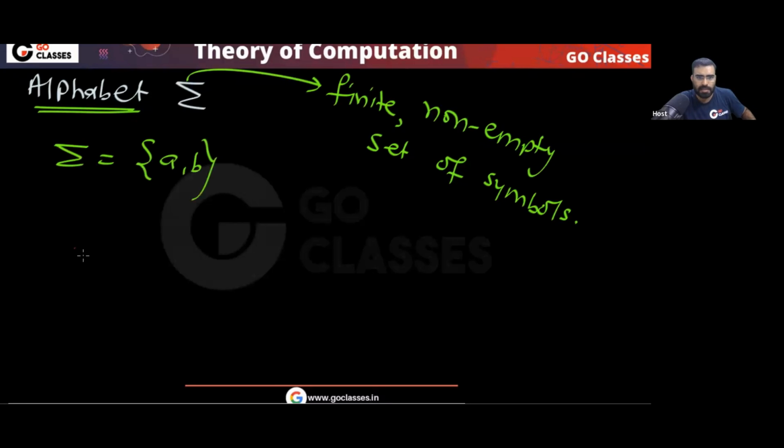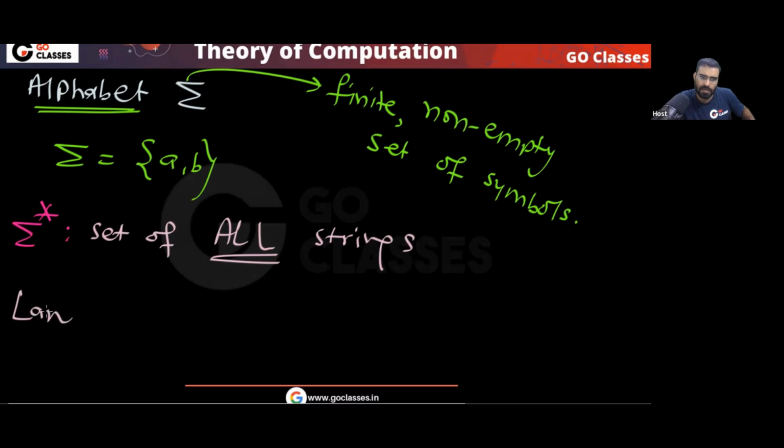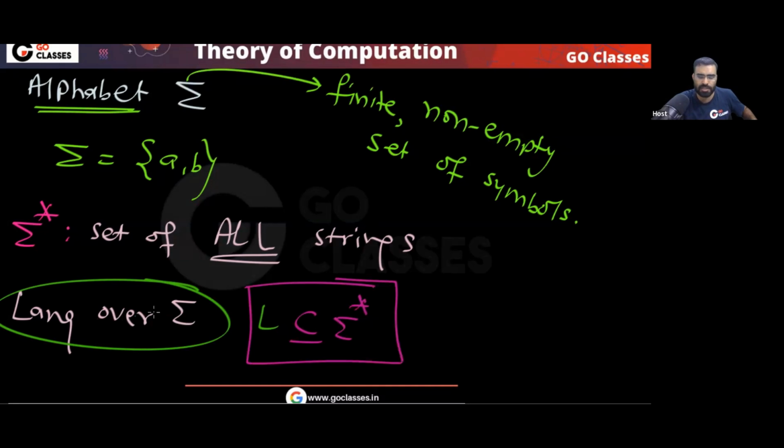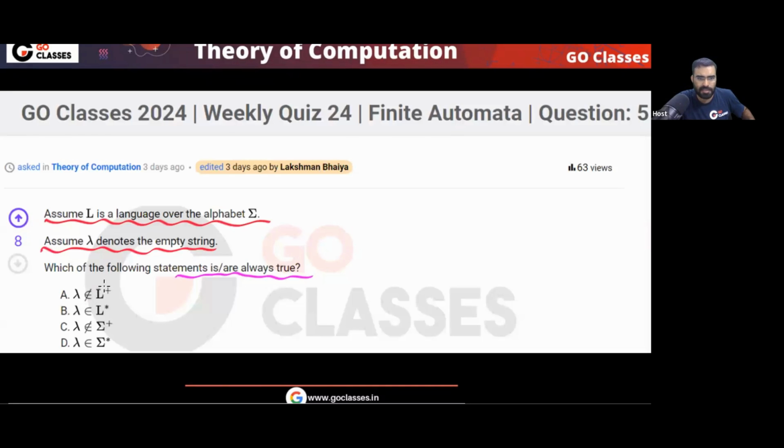Now you tell me, what is sigma star? If sigma is your alphabet, then sigma star is the set of all strings. Then what is a language over sigma? By definition, that is a subset of sigma star. Every subset of sigma star is a language. These things you already know.